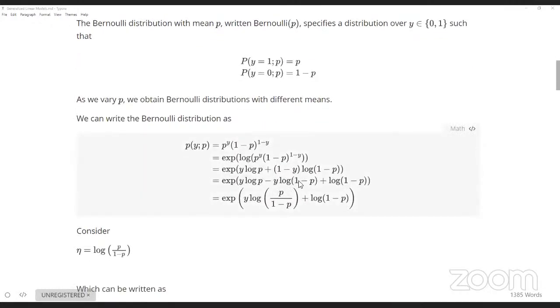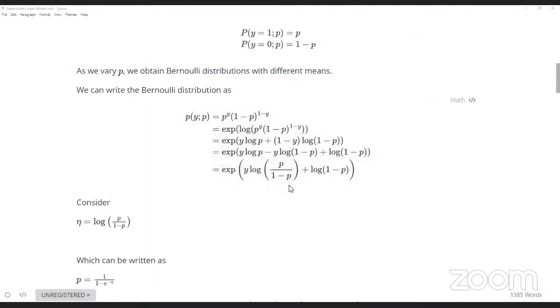So we will make sure that p comes in another terminology. If you do some manipulation here, it is only the mathematical part. The last expression comes out as e raised to power y log (p/(1 minus p)) plus log (1 minus p). So it has the form: this y becomes T of y, this becomes eta, and this becomes your A of eta. So what will be eta here? Eta will become log (p/(1 minus p)), right? So this is the natural parameter.